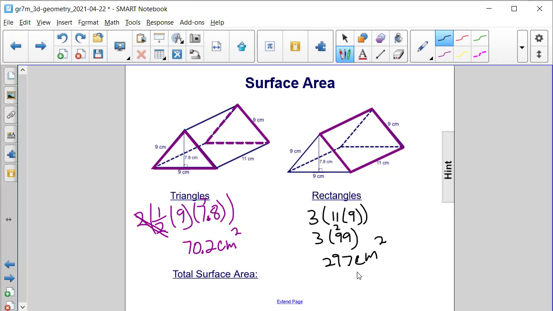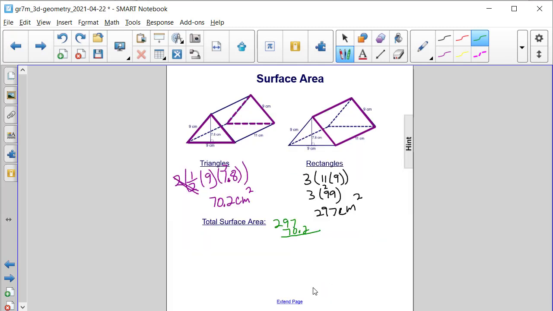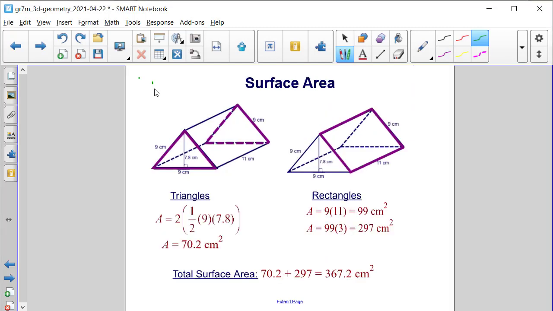And now, if we add these 2 values together, we will find that the total surface area is 367 2/10 square centimeters. And if we look at the solution found here, it does match what we calculated for the total surface area.